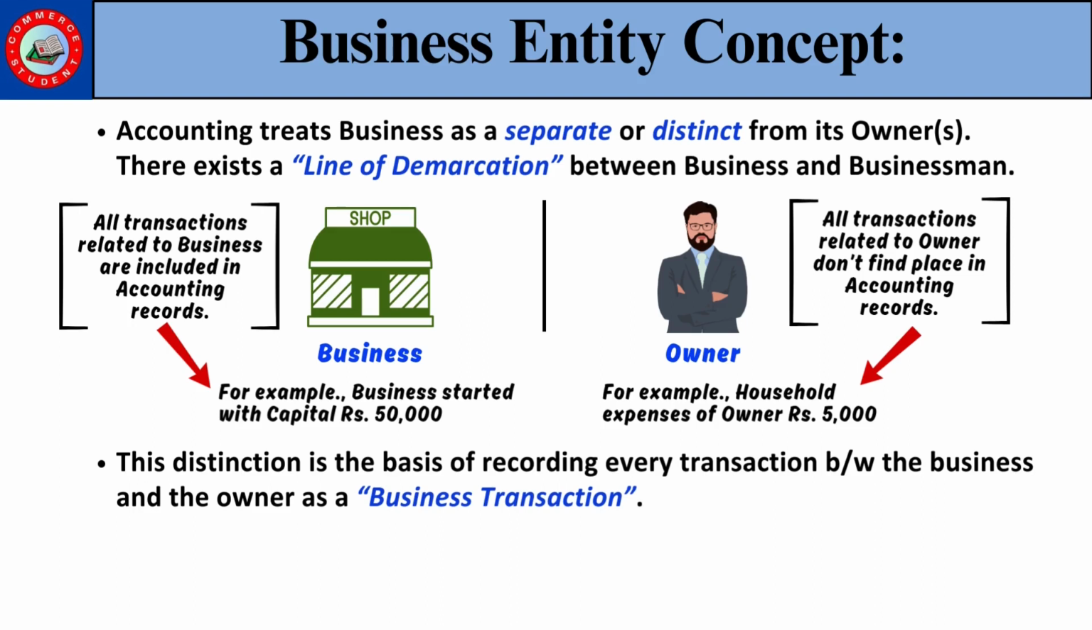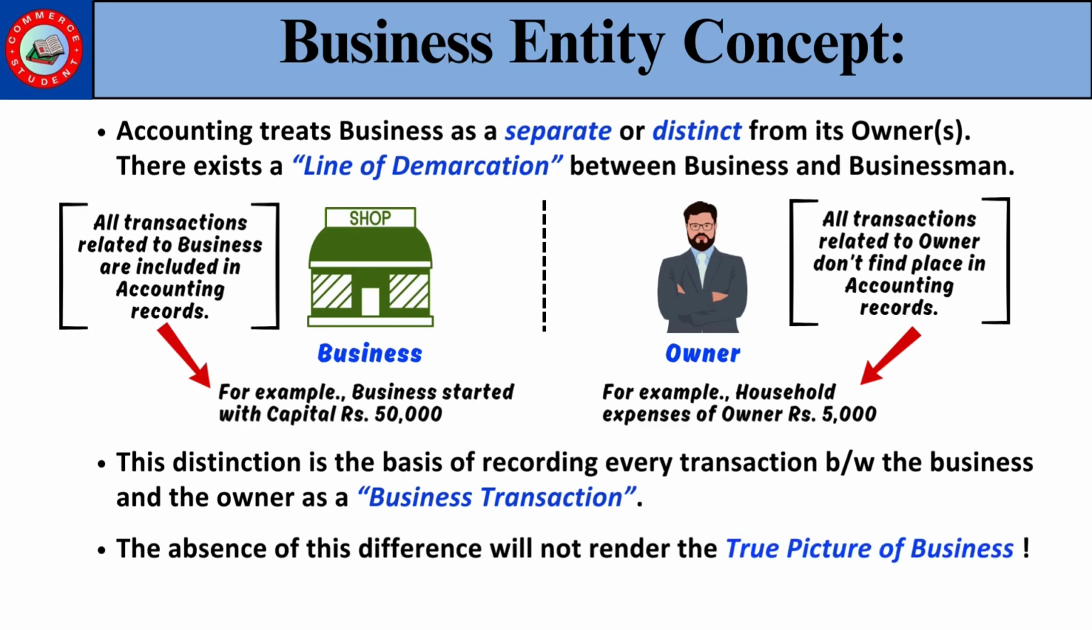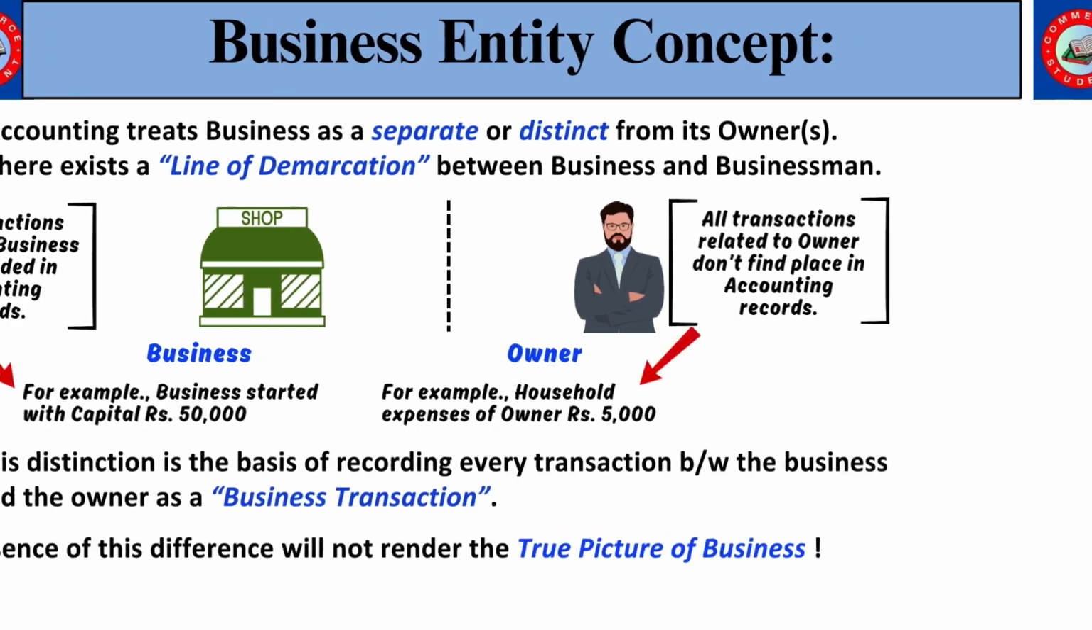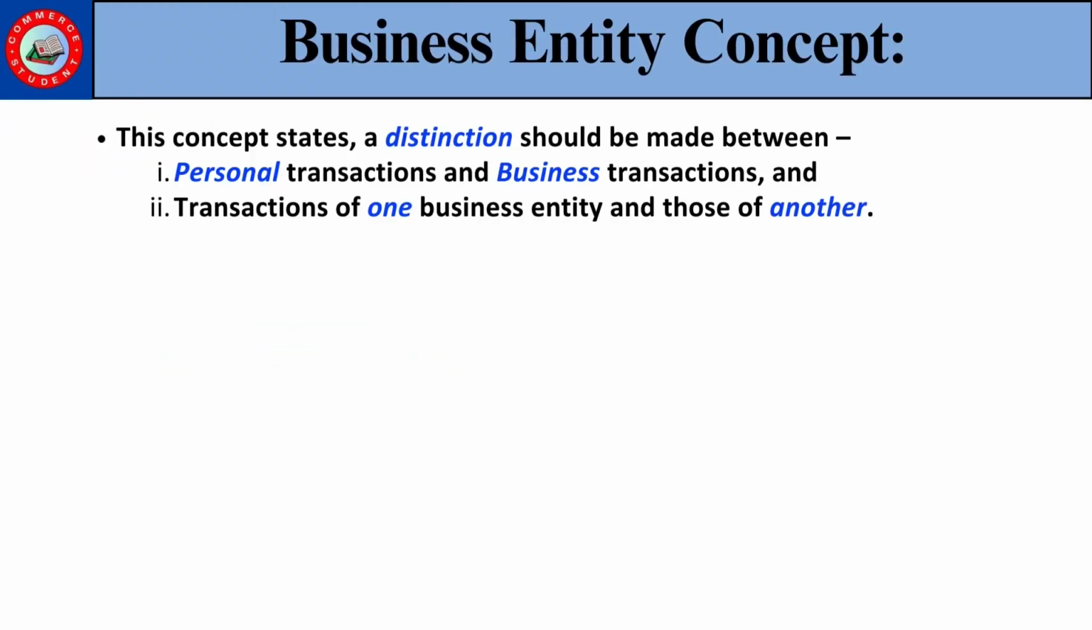In case this concept is not followed or the line of demarcation is not drawn between the entities, then business affairs will be mixed up with the private affairs of the owner, and the true picture of the business will not be available. That's why, for accounting purposes, a distinction should be made between personal transactions and business transactions, and transactions of one business entity and those of another business entity.